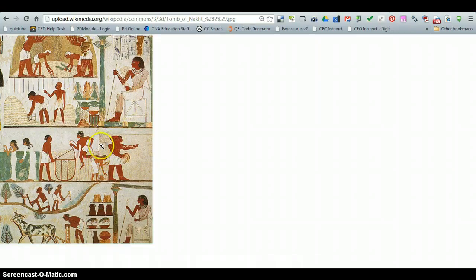The middle scene in the source shows the harvesting season. This occurred after the crops had grown, and from this scene we can see who is involved in harvesting the grain. Both the men and the women are shown here, and what tools they are using.